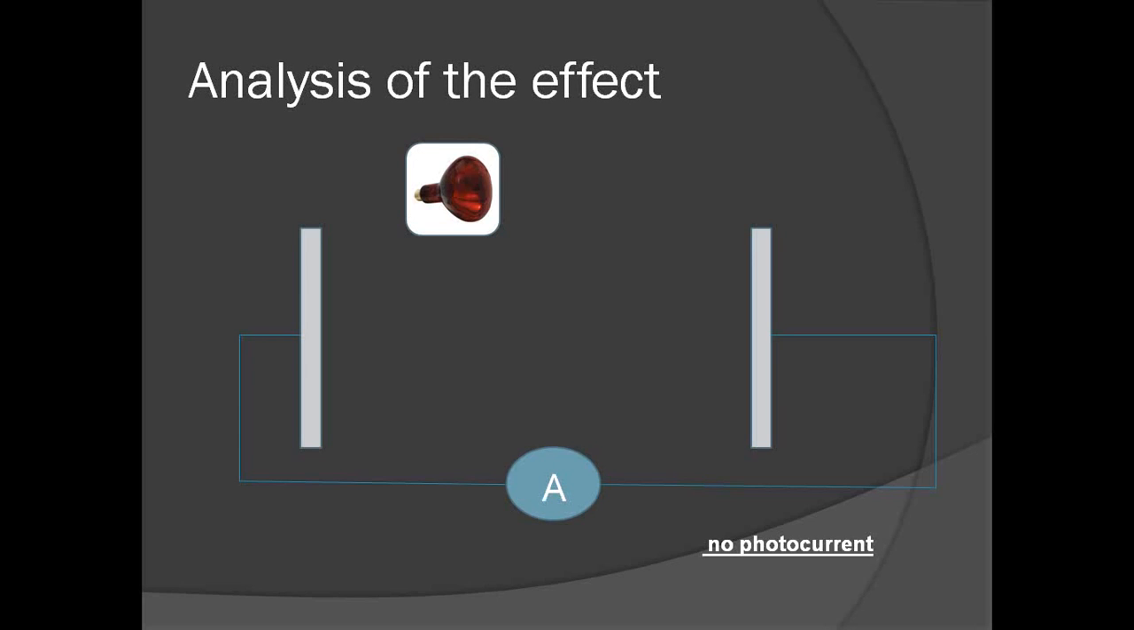It was found that the photocurrent flowed when ultraviolet light was shone on the metal, but not when the red light was shone on the metal. This was observed no matter how intense the beam of red light was. This suggests that the light is made up of particles which have an energy that depends on the frequency of the light.